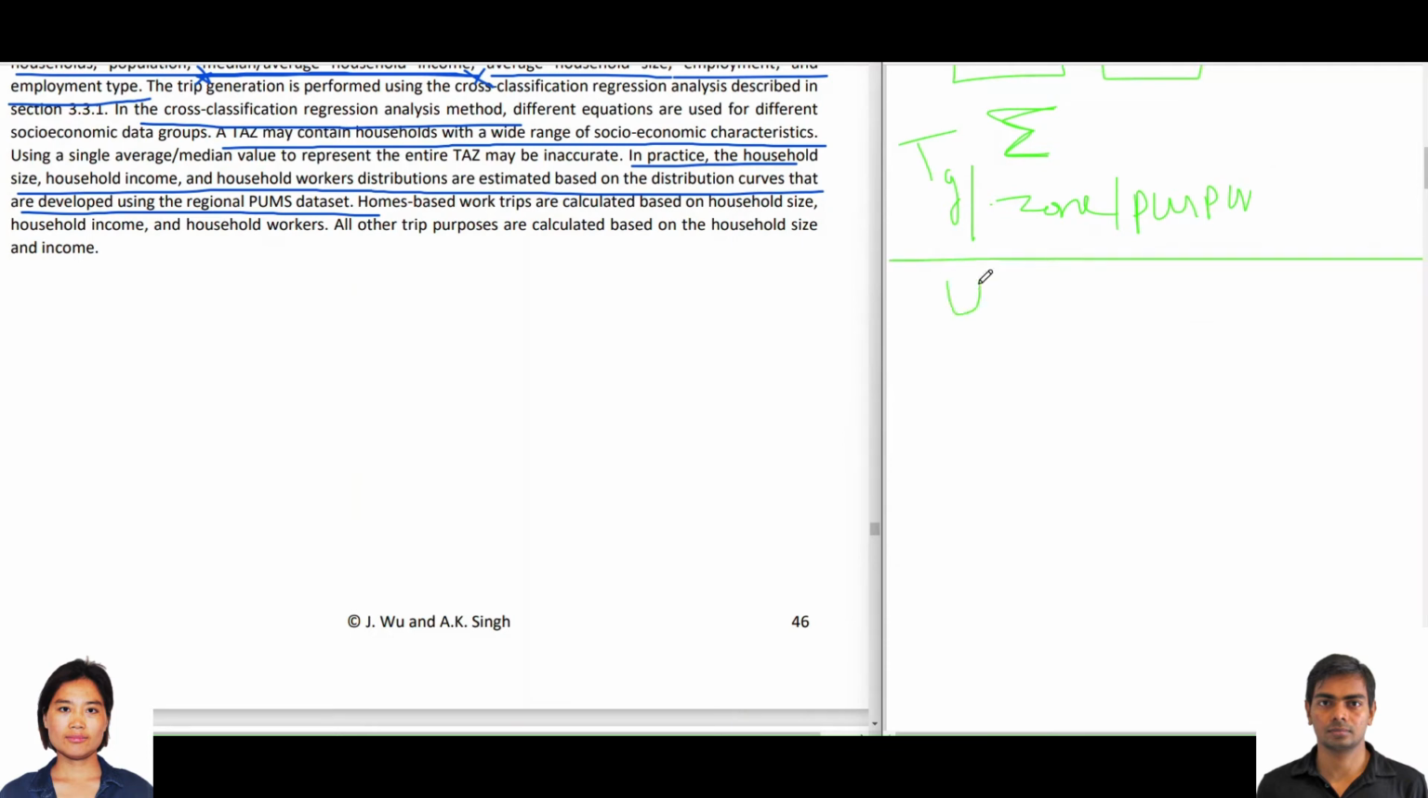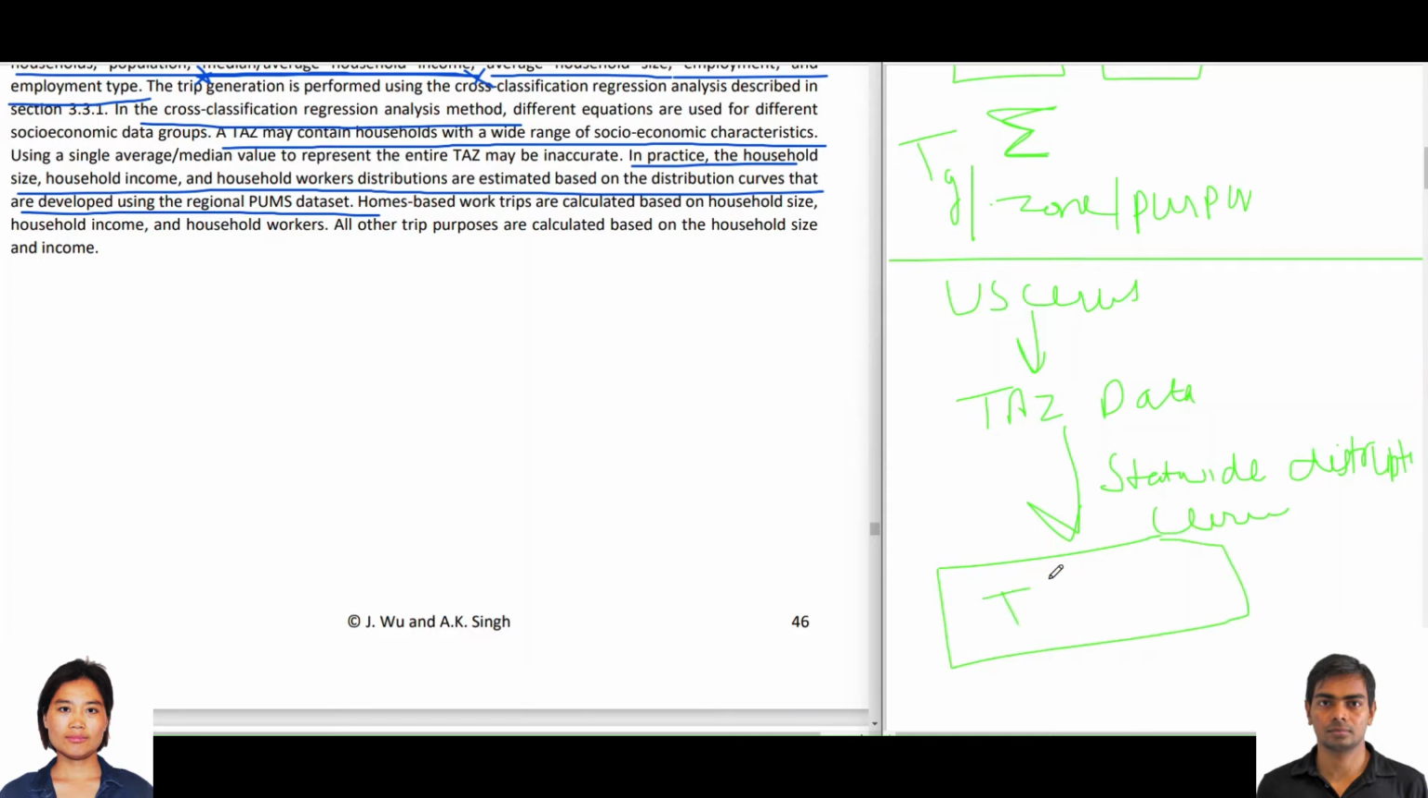We start with US census data, then assign US census data to TAZ data, but these are average data. Then we use the statewide distribution curve. I wish I had a touch pen. It's kind of difficult to write with a mouse. TAZ data using the statewide distribution curve gives us the TAZ attribute distribution for each TAZ.